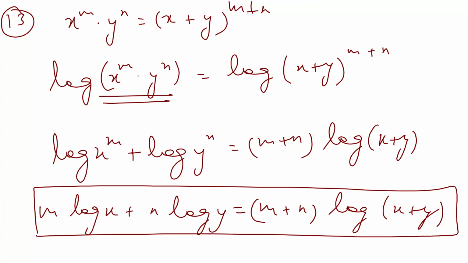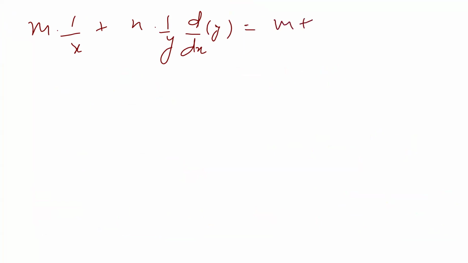Fine. m is a constant, so derivative of log x is 1 upon x. n is a constant, and log y derivative is 1 upon y d by dx of y. m plus n is a constant, so log of x plus y derivative is 1 upon x plus y d by dx of x plus y. So m into 1 upon x plus n into 1 upon y d by dx of y equal to m plus n, 1 upon x plus y d by dx of x plus y.